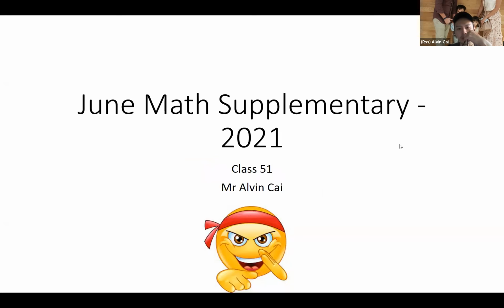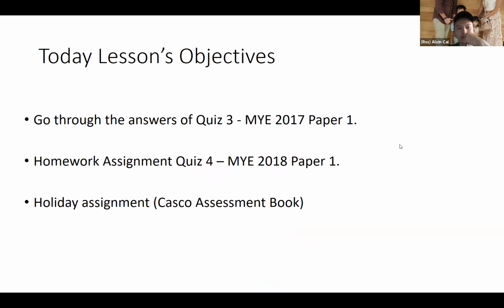Today is the second math supplementary June holiday lesson. Today's objective is very quick, very straightforward. We're going to go through paper one. The focus for these two lessons is really working on paper one, to become more familiar with it and the topics that are more common in paper one. Homework for today would be the 2018 paper one, as well as the next paper one, and also a mid-year exam paper.